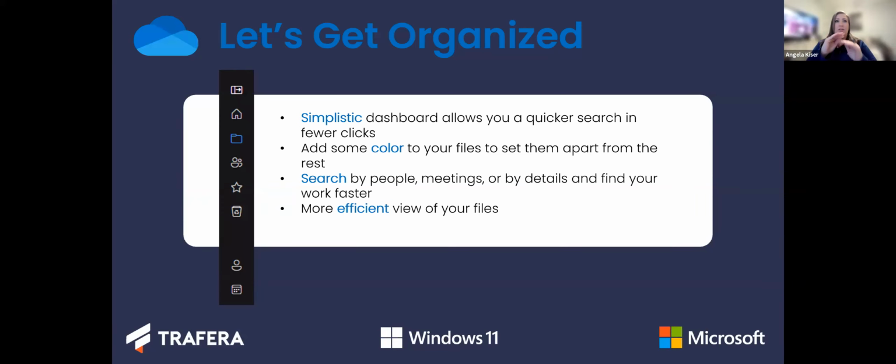The icons are just there. I don't like a lot of words on my screen sometimes. So I love that I can do just something very simple and click on these. There are a few additional things. Now we can add color to our files. Yes, we can add color to our files. So now I can set them apart from the rest of the files. And I love to do that.